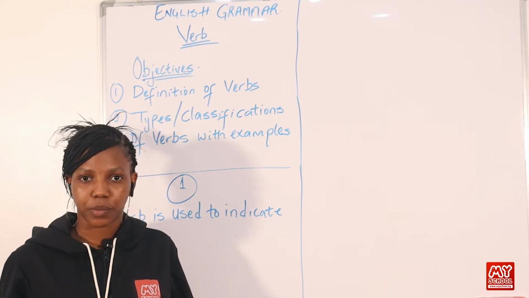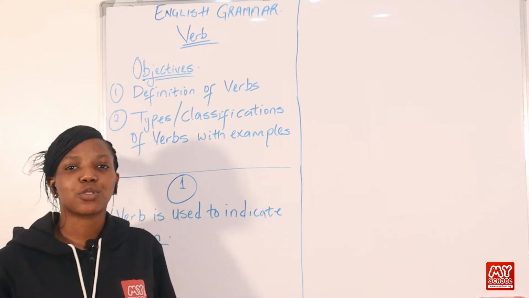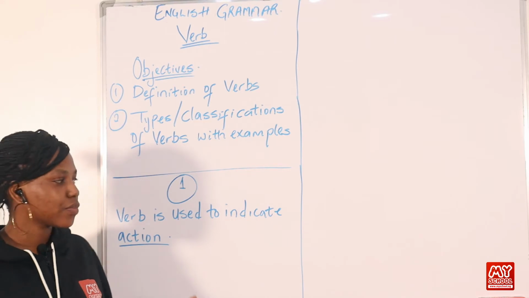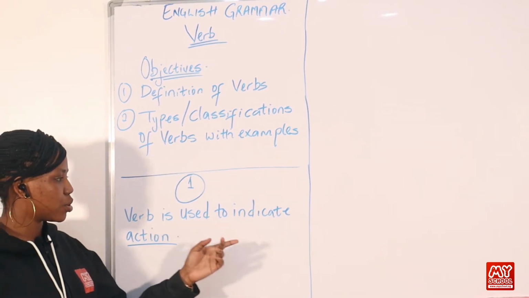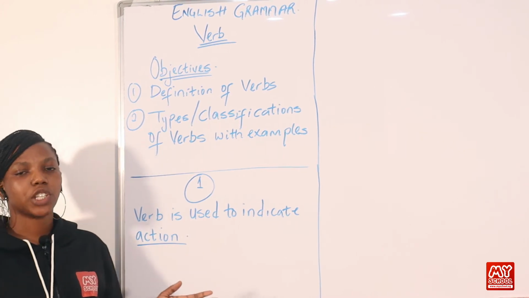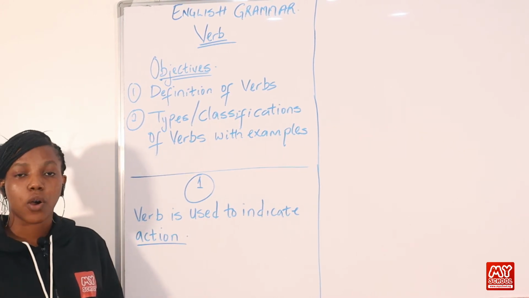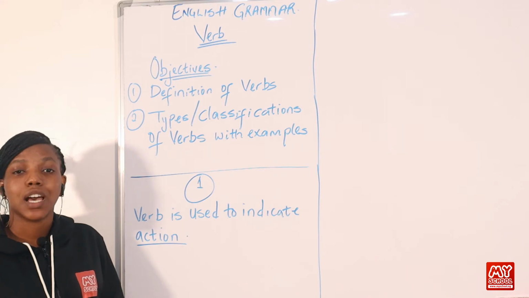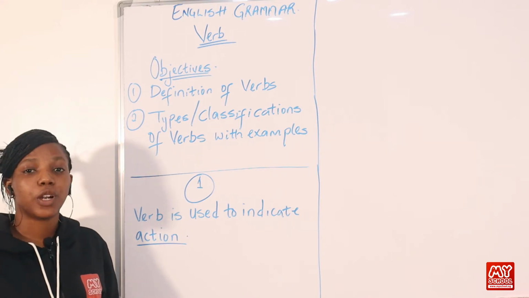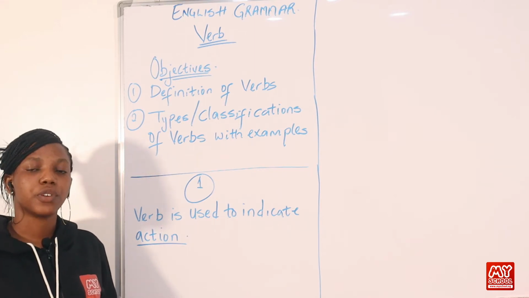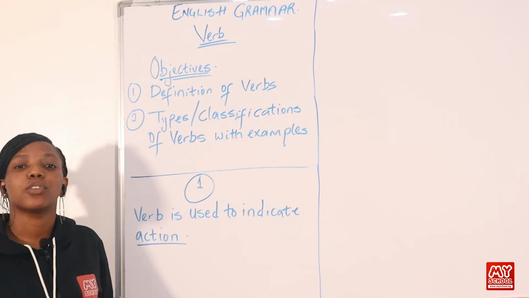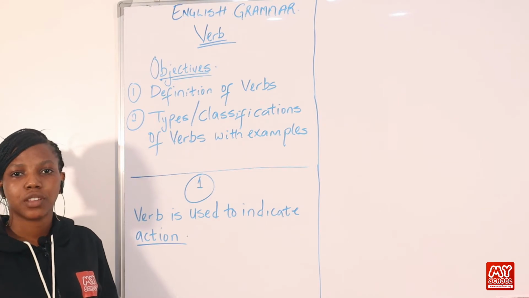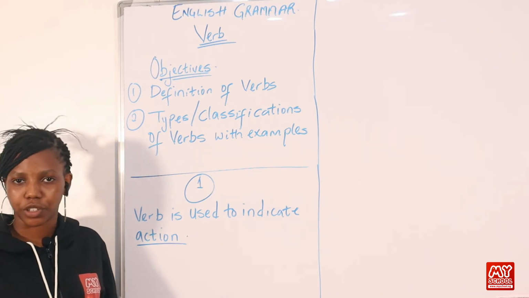What is a verb? Now, verb is used to indicate actions. And as you can see on the board, verb is used to indicate action. So generally, it is known or it is defined as an action word. So a verb is an action word. A verb is used to indicate action. A verb is used to indicate occurrence. Anything that anyone can do in general.